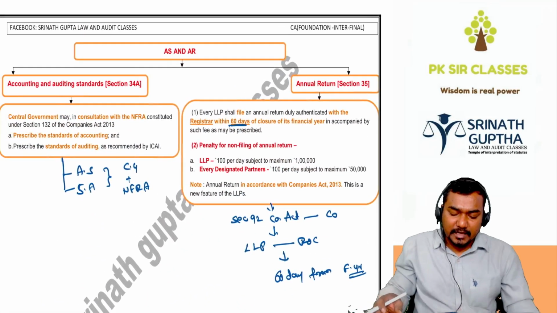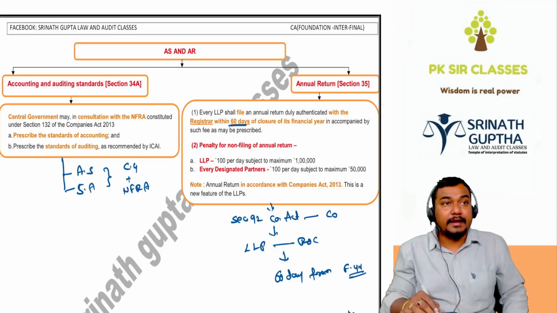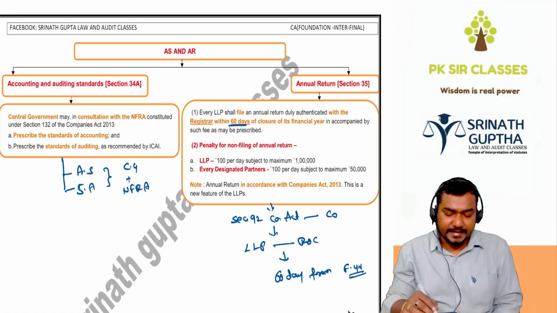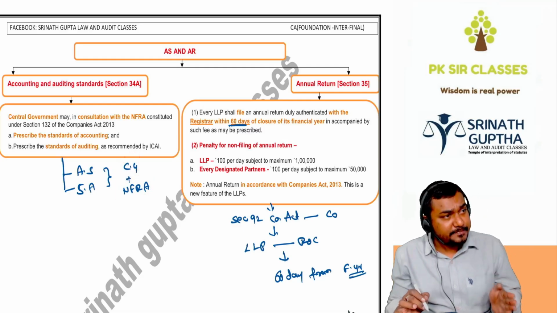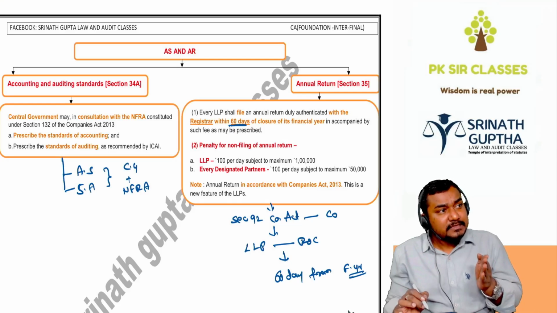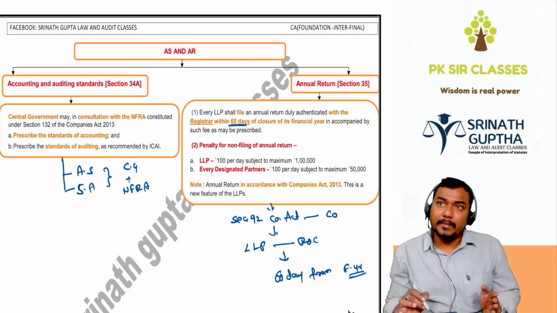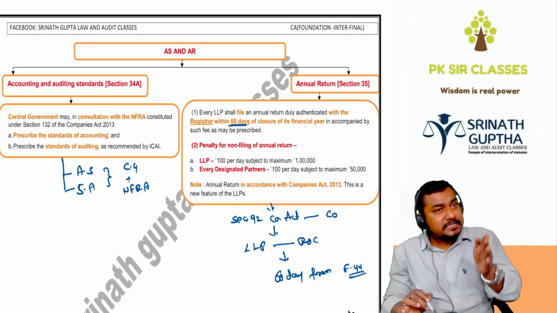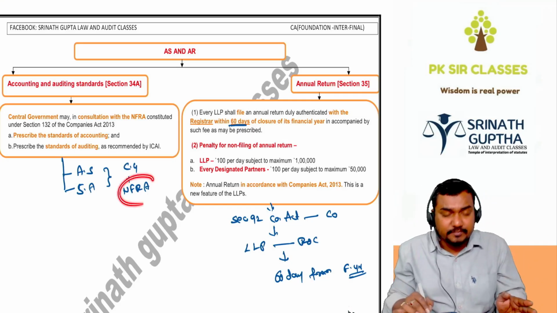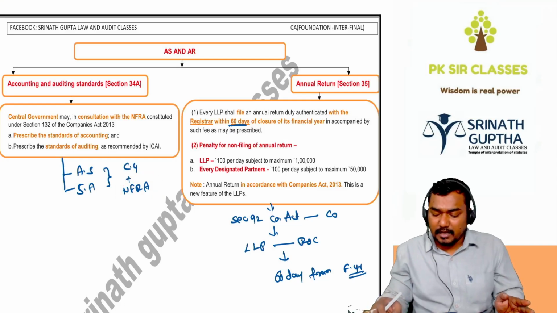Next, every LLP has to follow the accounting standards. Accounting standards and auditing standards may be prescribed by the central government in consultation with NFRA. Right now, there are no special accounting standards and auditing standards for LLP. But in the future, the CG may issue special accounting and auditing standards for LLP in consultation with NFRA, the National Financial Reporting Authority.